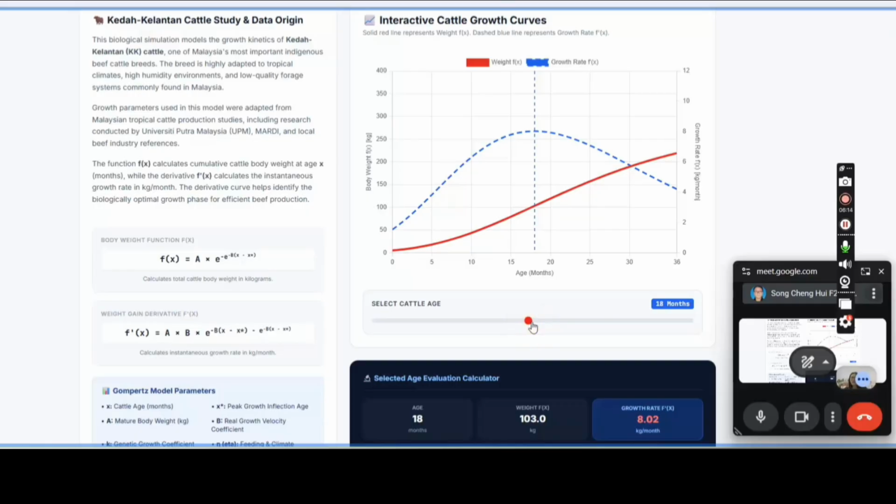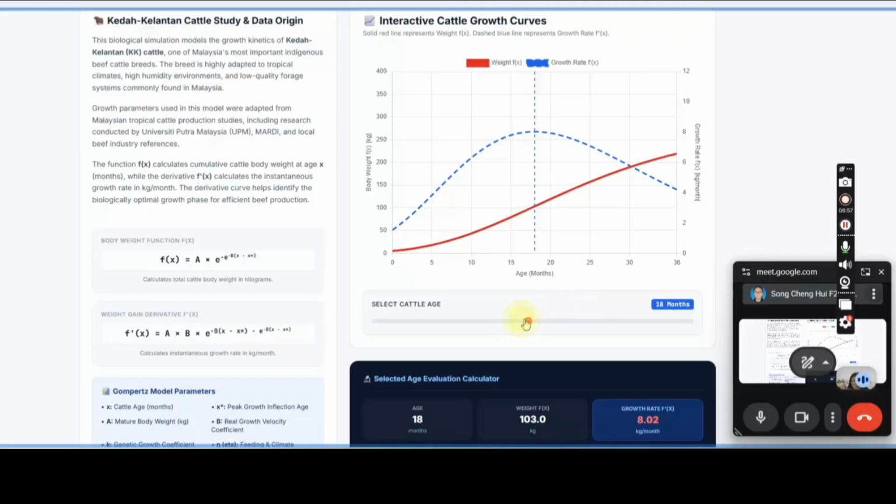At 18 months, there is an inflection point which shows that the cattle have reached their maximum growth rate, and the derivative value will be the highest in this month. After this point, the growth will decelerate. You see the growth rate slightly decreases, but the body weight is still increasing. It can help us to determine the optimal feeding strategy and also the production planning.